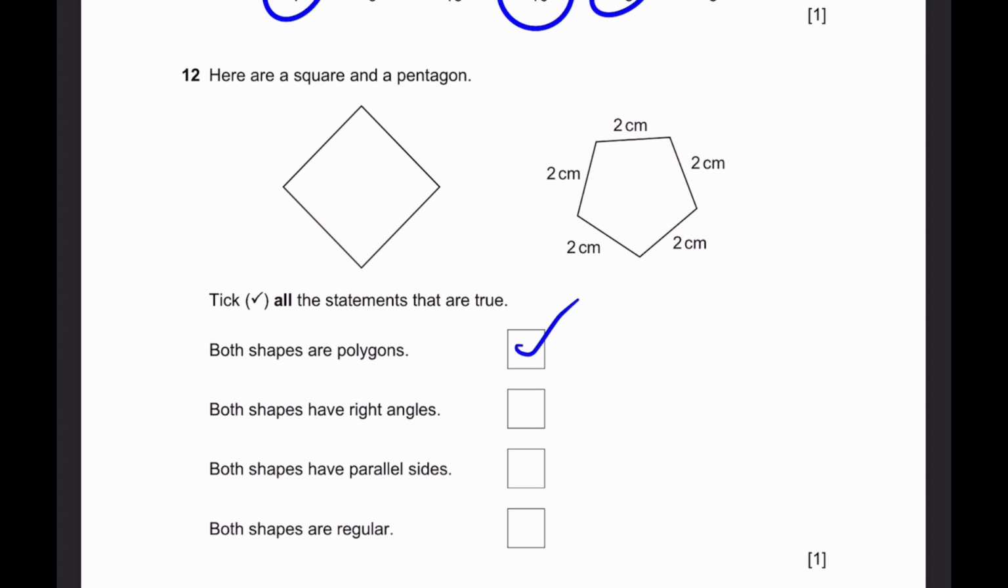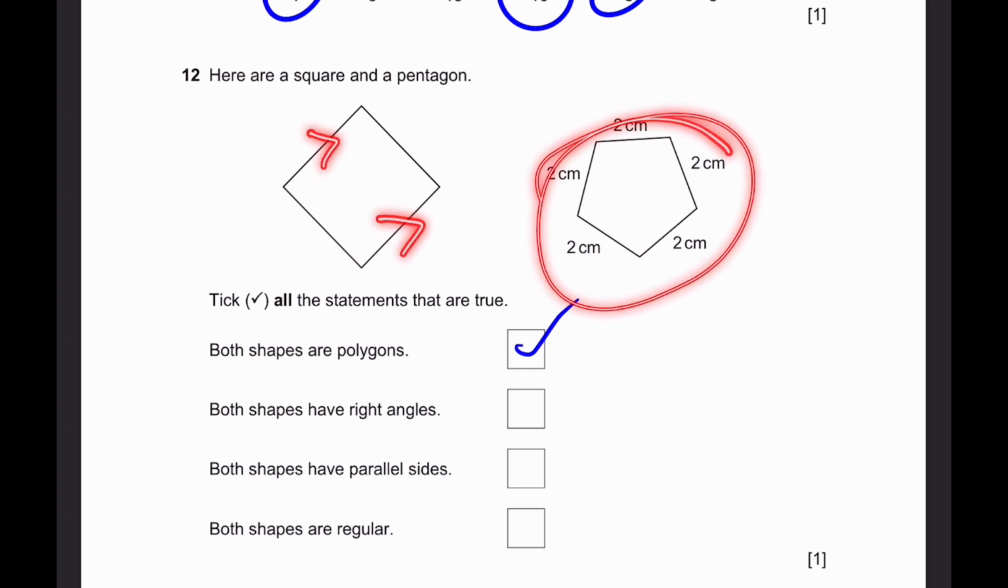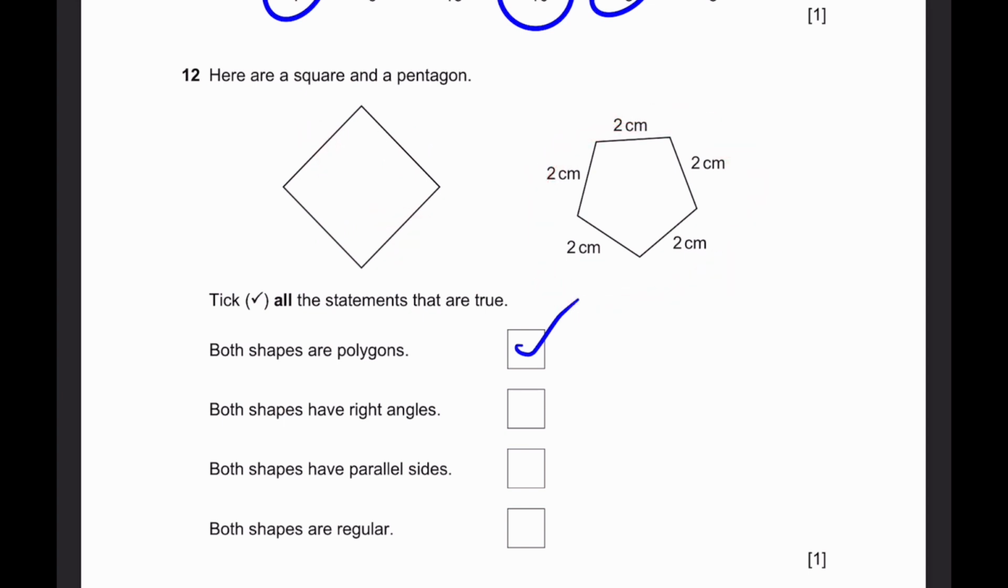Both shapes have right angles. Well, this is false. A square has right angles, but a pentagon with equal side lengths does not have right angles. As you can see visually, these are not right angles. Both shapes have parallel sides. This is not true, since yes, a square has parallel sides here and here. But what about a pentagon? It doesn't have any parallel sides, so this is wrong.